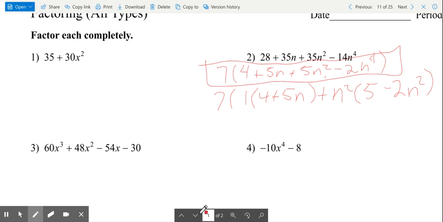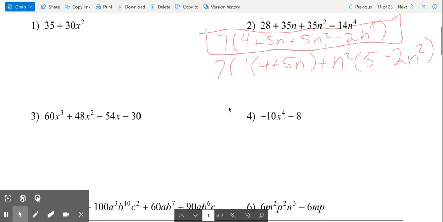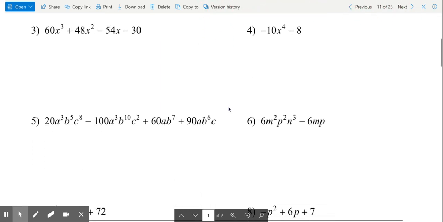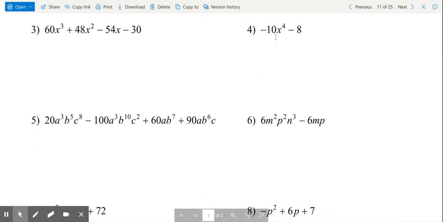Okay, so continuing down, I'm going to look at number 4 here. This one looks like it would be a difference of squares because, again, think about the techniques we've learned. The only one we've learned that only uses 2 terms is difference of squares. But there's a couple problems with that.